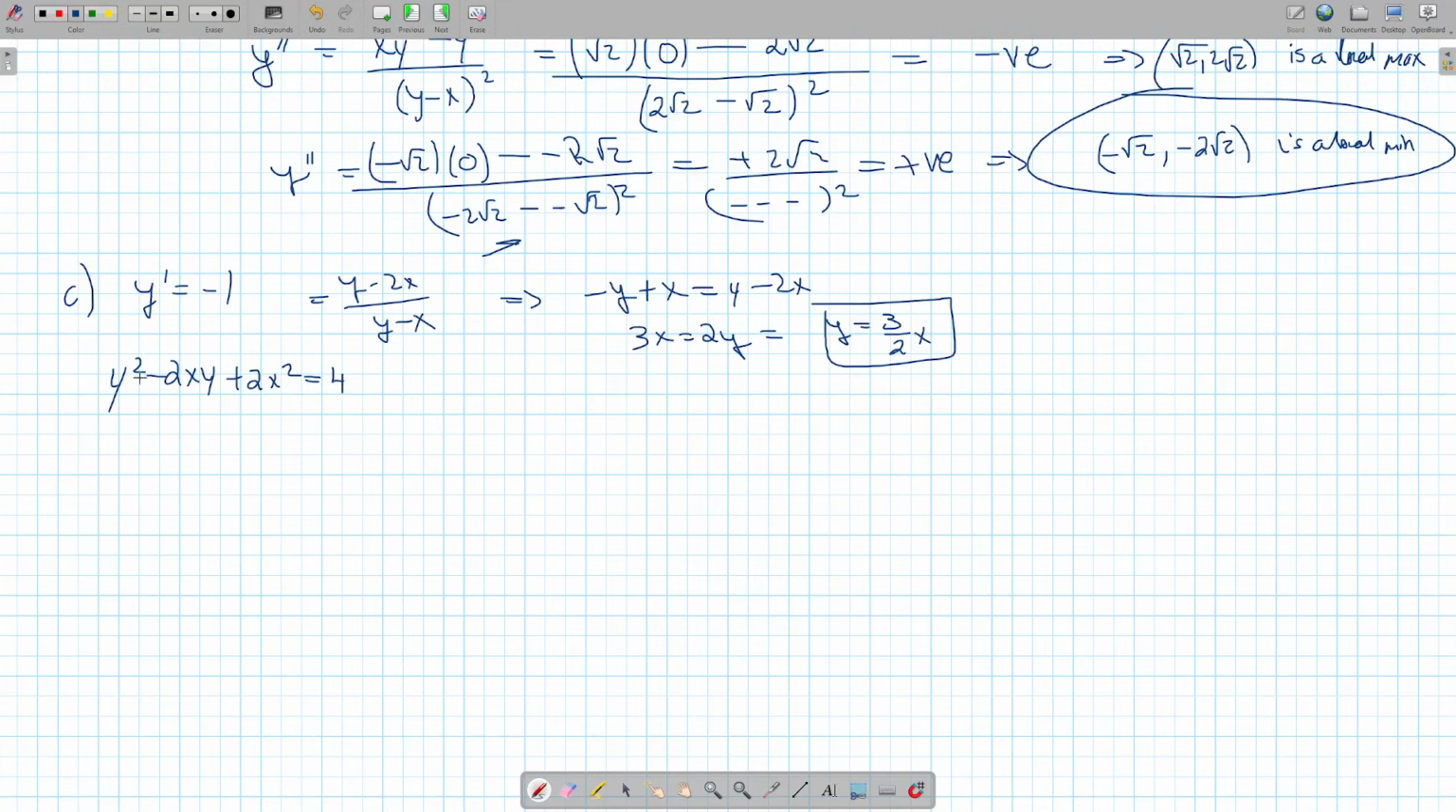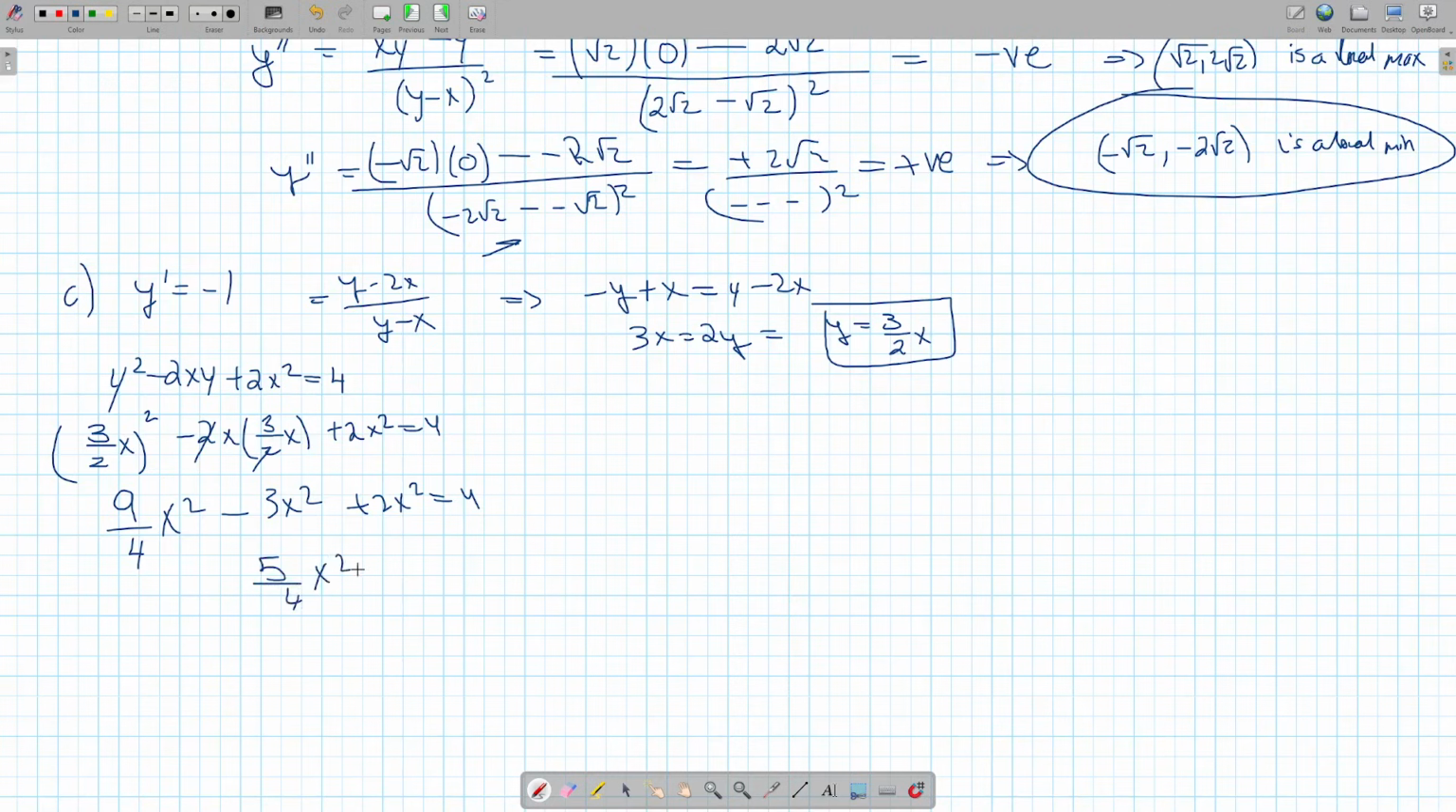y is equal to 3 over 2x, so it's going to be (3 over 2x) squared minus 2x times 3 over 2x plus 2x squared equals 4. (3 over 2x) squared is 9 over 4x squared, minus 2 and 2 cancel, 3x squared plus 2x squared equals 4, which gets you 5 over 4 x squared equals 4.